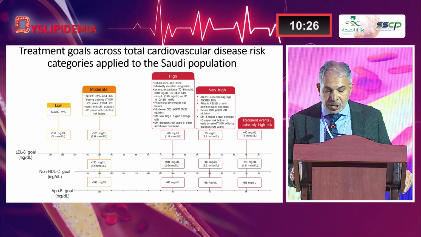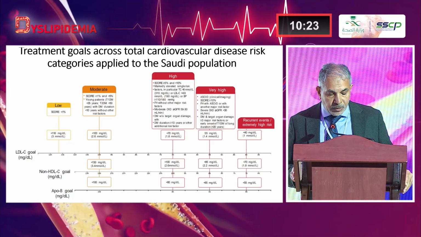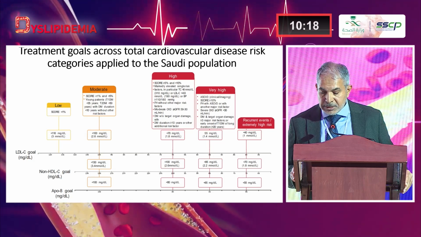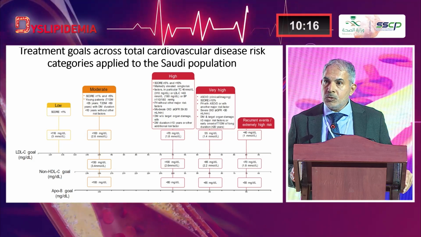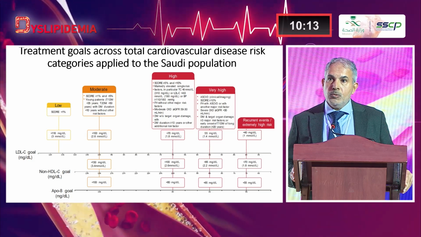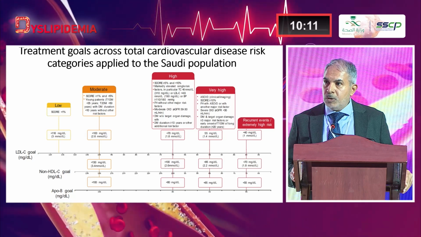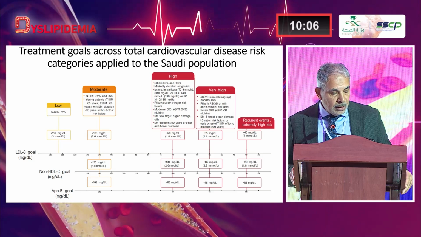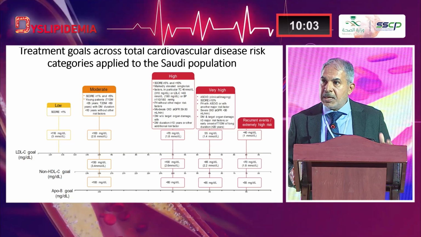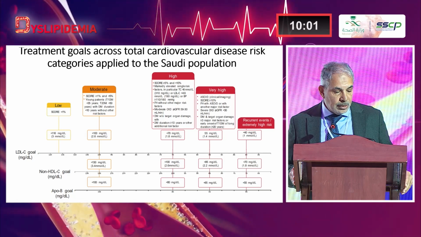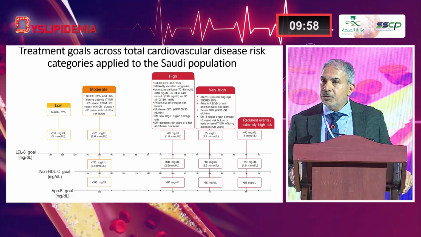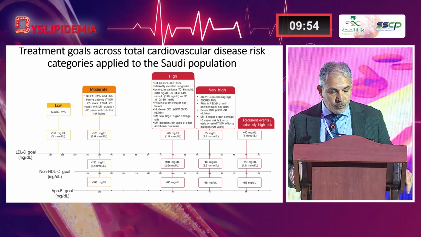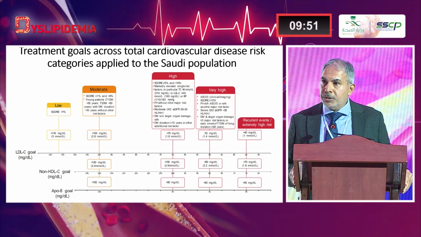This diagram, which actually is from our guidelines, is an important diagram for people to display in their office, because it tells you the target with which you need to treat an individual when they are at high risk or very high risk, or even when they have extremely high risk. This is a category that we have added to our guidelines for those that develop recurrent events when they are on treatment. And in each of these, we have given a target for therapy.